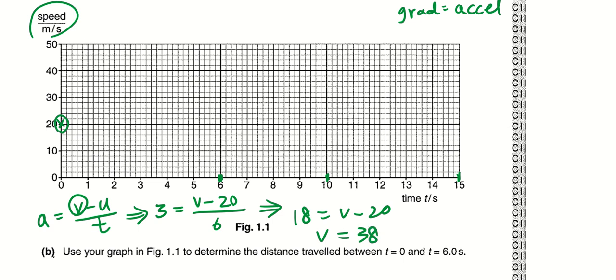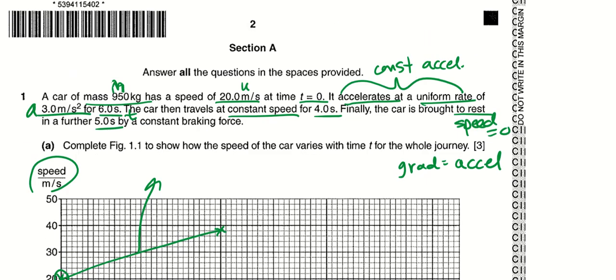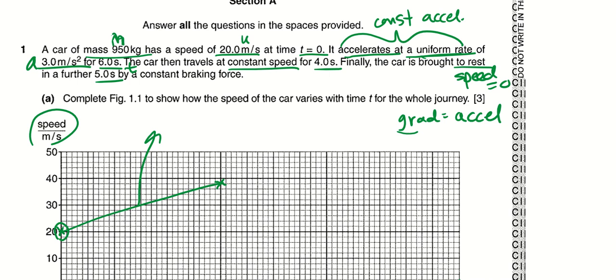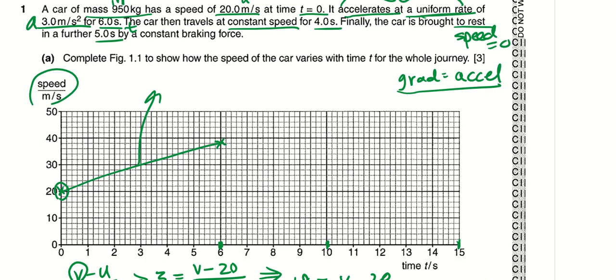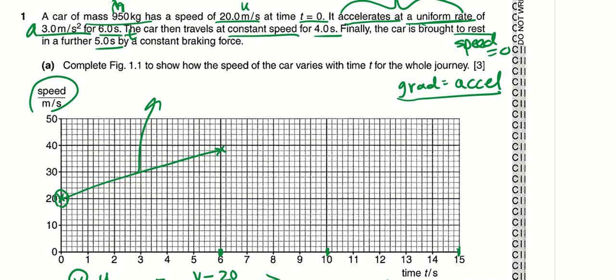So I need to mark carefully where is 38. Each square represents 2 units. So it will look something like this. Why do I use a straight line? Because it is a constant acceleration. It accelerates at a uniform rate. So constant acceleration means the gradient must be a straight line, a constant gradient. Then it travels at this constant speed of 38 meter per second for 4 seconds.